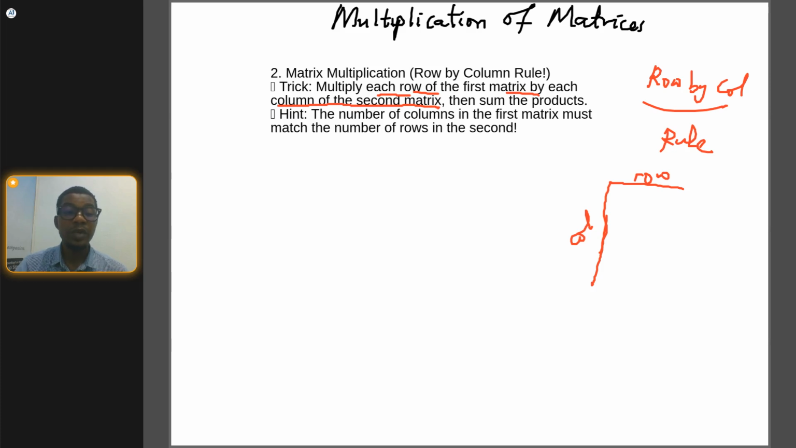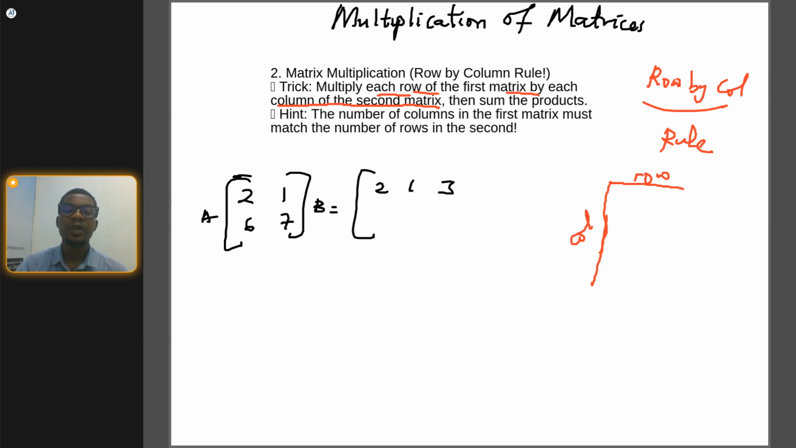There is a condition before we can multiply matrices, and let's look at that condition. Let's say we have a matrix A given as 2, 1, 6, 7, and matrix B equal to 2, 1, 3, 4, 1, 6.